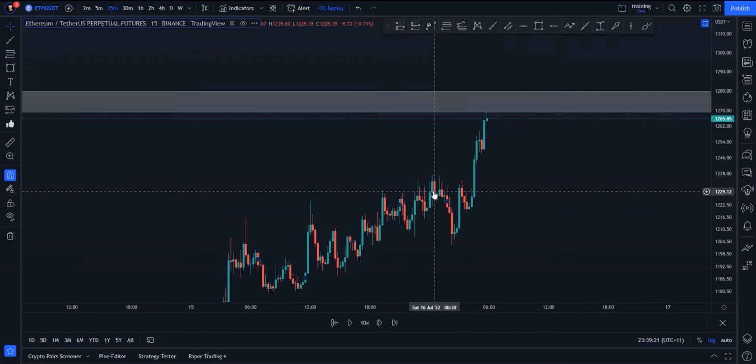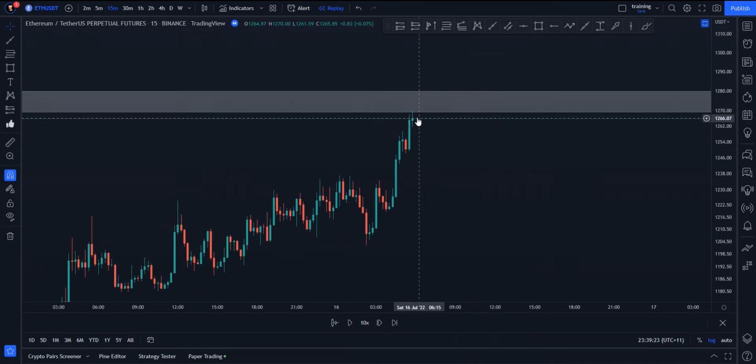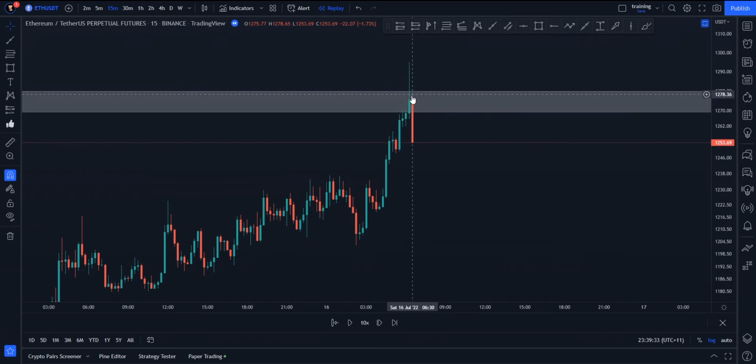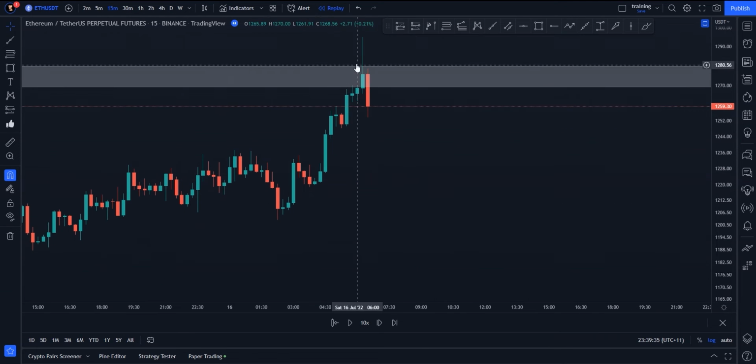So if you want to get in without any confirmation, you should already be in the position, and your stop loss will be maybe a little bit above this area. And let's see what happens. As you can see, it's out of this area, so most likely your stop loss will be hit and you get out of the trade.